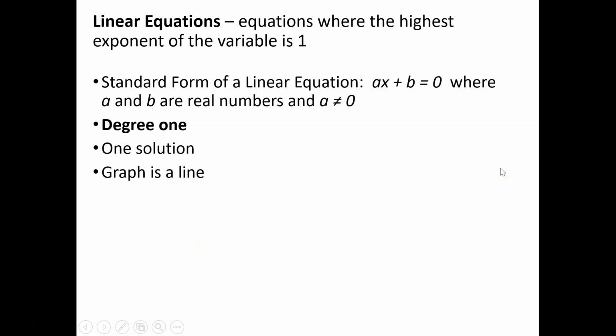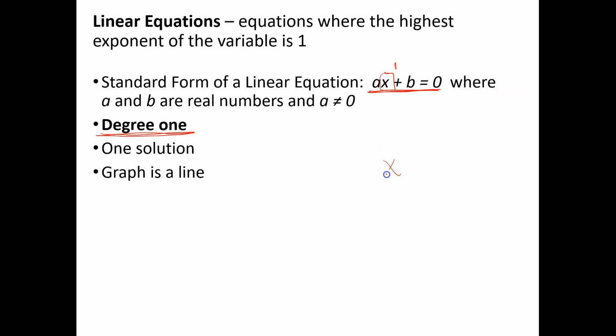So we are going to be solving linear equations as our first type of equation to solve. So let's talk about what is a linear equation. It's an equation where the highest exponent of the variable is 1. In other words, that it is an equation that is degree 1. That's how you can define linear equation. The standard form looks like this, where a and b are just representing numbers, but what makes this linear is that its variable has an exponent of 1. It's just x. It's not x squared, it's not x cubed, it's just x.